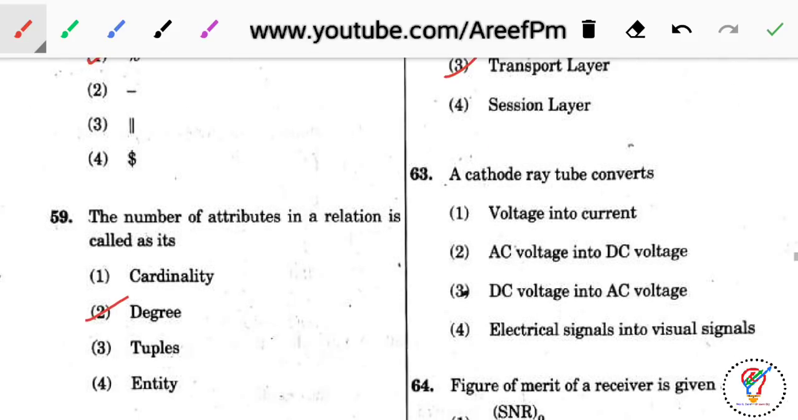Next one, a cathode ray tube converts electrical signals to visual signals. As you can see in the cathode ray oscilloscope, with x-axis and y-axis, you can see different signals there, for example a sinusoidal signal or a sawtooth signal. You can see the electrical signal in visual form. So this is nothing but the CRO, the cathode ray oscilloscope.